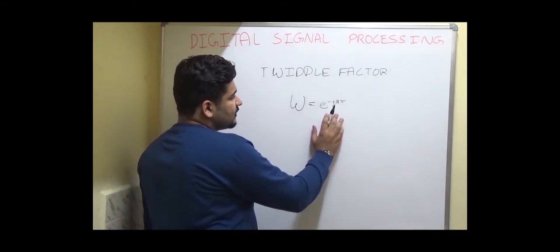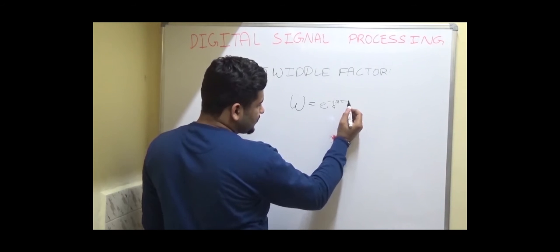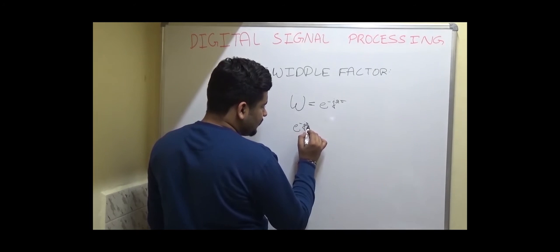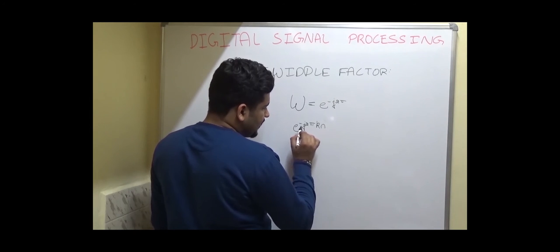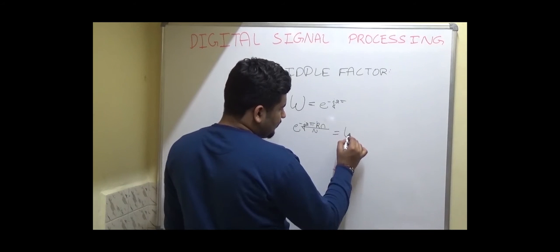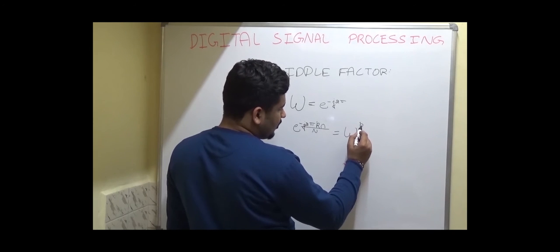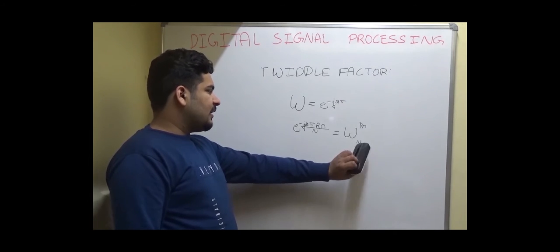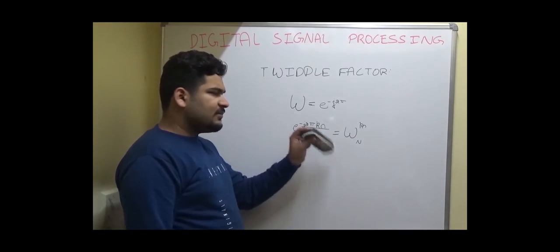Now, since W is equal to e raised to the power minus j2 pi, since I introduce k and n terms over here, let us see how to represent it. E raised to the power minus j2 pi, which represents W, k n divided by capital N. This is equal to W. I represent capital N in the subscript, small k n in the superscript. Fine. So capital N in the below and small k n above. So this is the basic representation of the Twiddle factor.